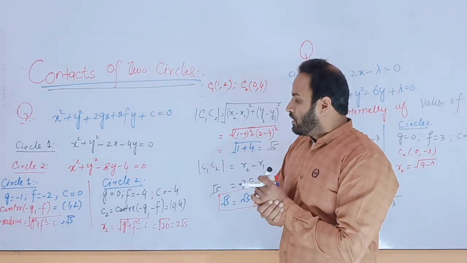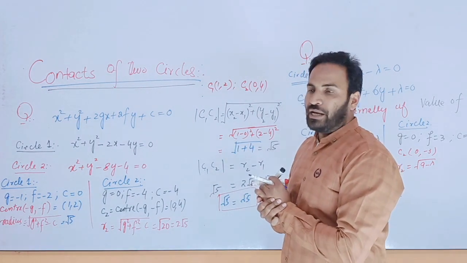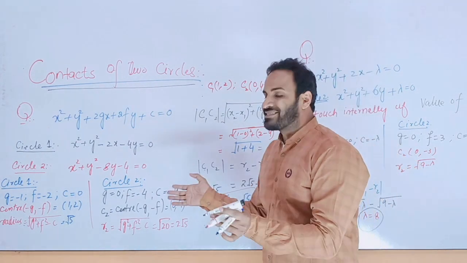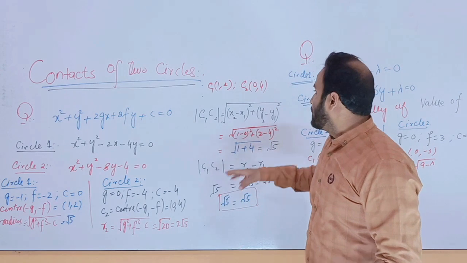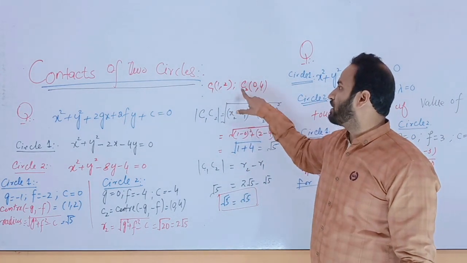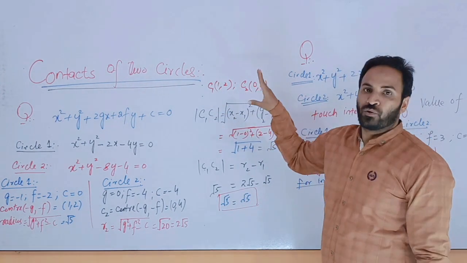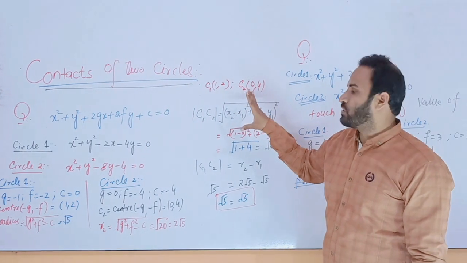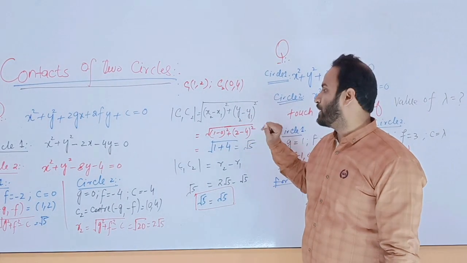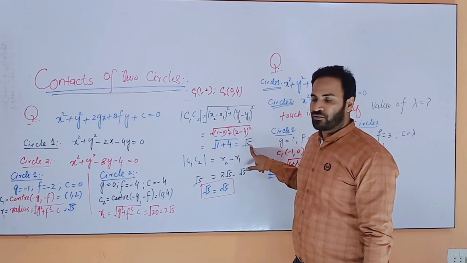Okay. Now we found c1, c2, r1, r2, and as I have already told you about when the circles contact each other, we found the relation with the distance between c1 and c2. What is the distance between c1 and c2? For this, we will use the distance formula, that is the square root of (x2 minus x1) whole square plus (y2 minus y1) whole square. So you should put these points here, and the answer is square root 5.